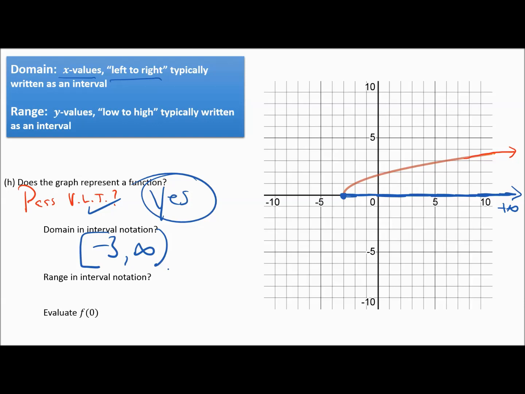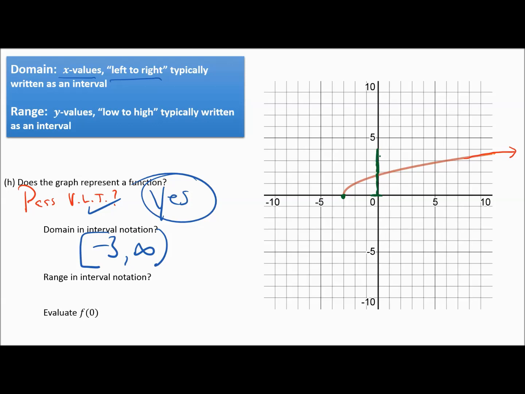Now, range, we're going to try to do the same thing. We're talking low to high this time. Now, I'm going to get rid of my blue line here so I can talk about range, and I'm going to make range green, okay? So what's the lowest y value you see on this graph? Well, here's the lowest point on this graph, and that's right here at 0. Now, how high does it go? It's tricky. At first, you thought, well, it goes up to about right here, right? Or maybe it goes a little higher.